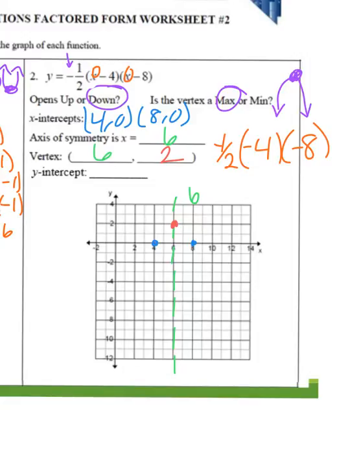Alright, so now we're going to multiply negative 4 times negative 8. And that's a 32. And it's positive, right? Because 2 negatives give us a positive. Times a negative 1/2. Well, cut 32 in half and make that a negative 16. Alright, so what is my y-intercept?